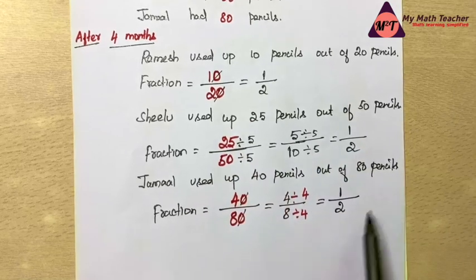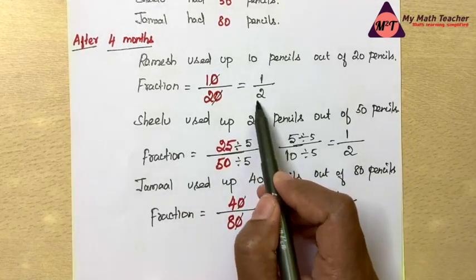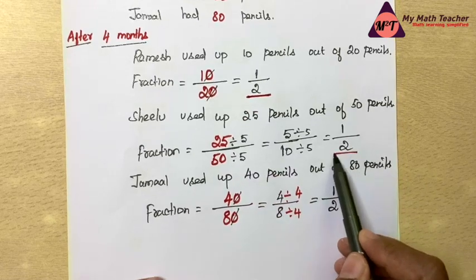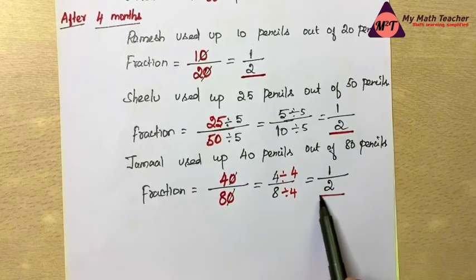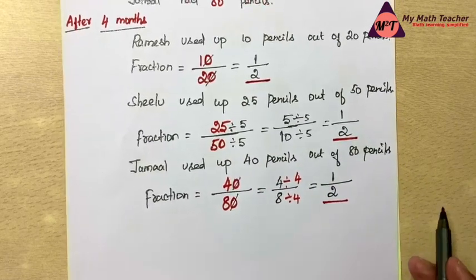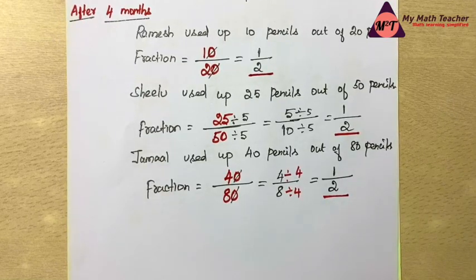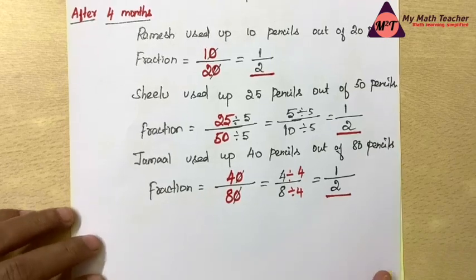After completing all the three, we can check the fractions now. Ramesh's is 1 by 2, Sheelu's is 1 by 2 and Jamal's fraction is also 1 by 2. All are having the equal fraction. Hence we can say each of them used up an equal fraction.